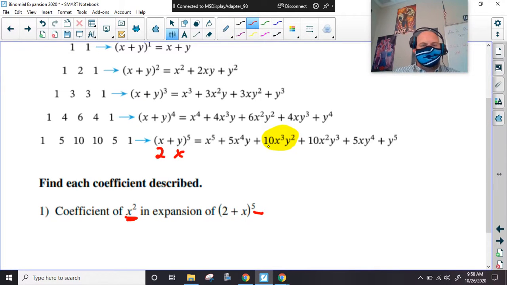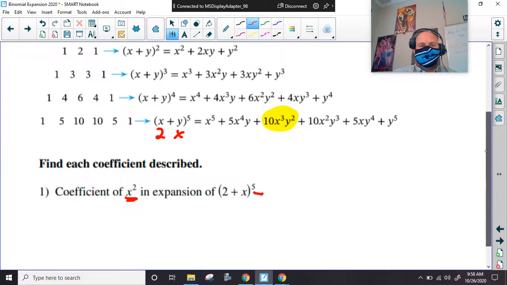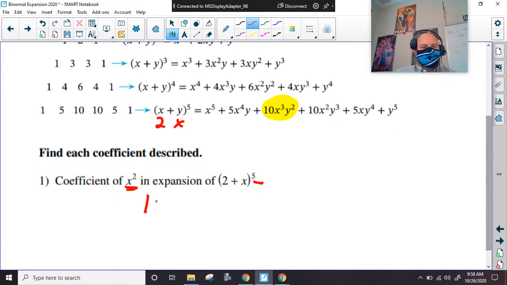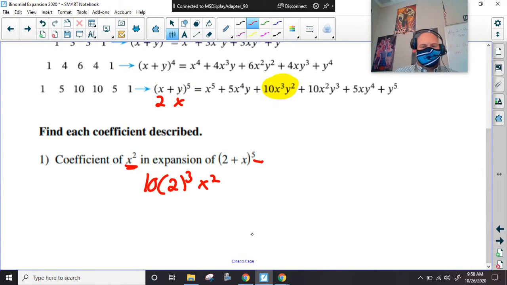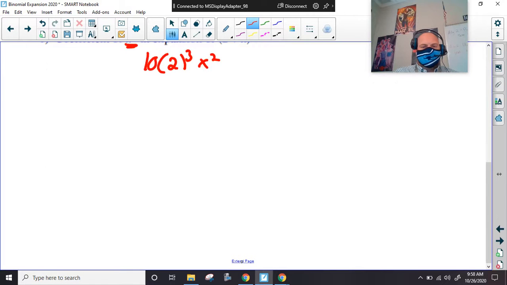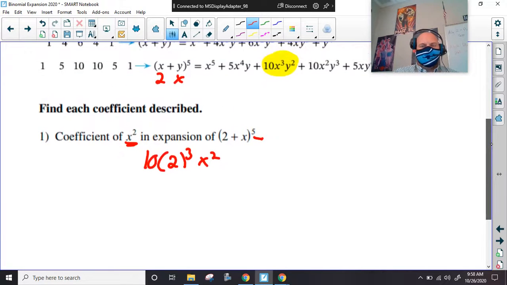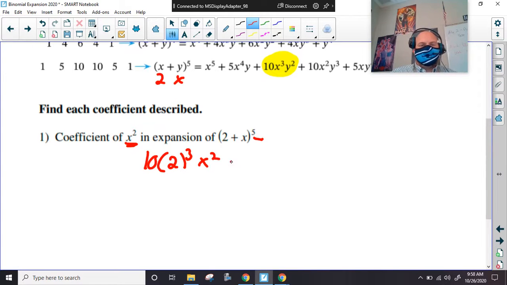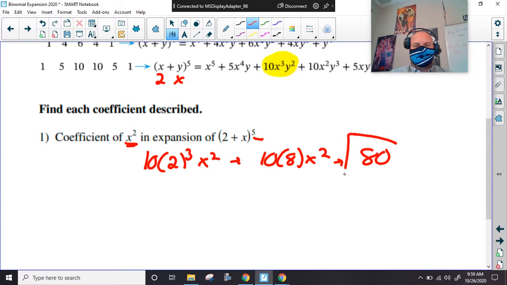So that's a 2, and that's for x. So it's going to be this one. Okay. So basically, we're going to have 10 times, let's see, this would be 2 to the third power, and then x squared. All right. And it will get better as we go on. I know a lot of people are like, I don't understand. We just started. All right. So we're going to have 10 times, well, 2 cubed is 8, x squared. So all we're asking for is this coefficient. So this is all we need. This is the big number.